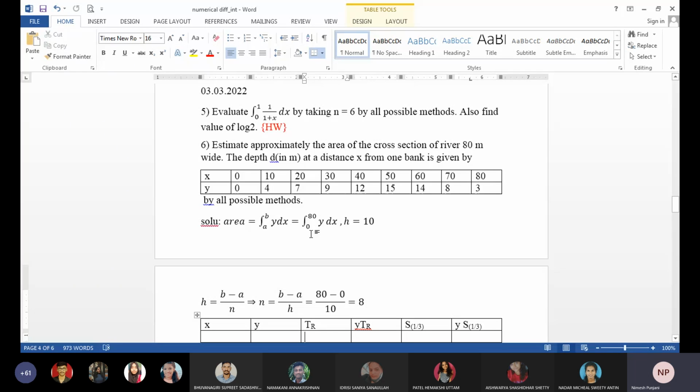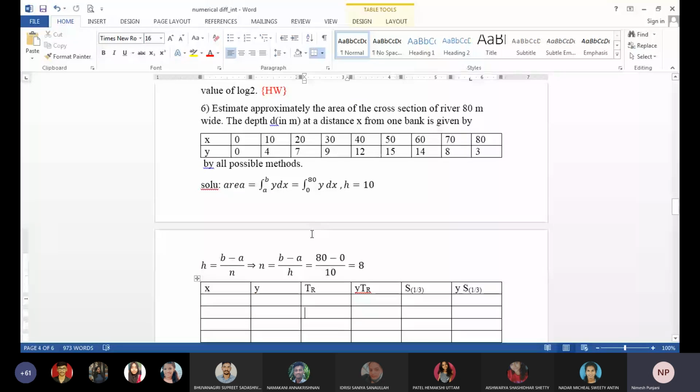So now n is 8. So trapezoidal तो सबके लिए applicable है. 8 is even, so Simpson's 1/3 भी applicable होगा. Will Simpson's 3/8 be applicable here? No, sir, because n is 8. Simpson's 3/8 is applicable for multiples of 3, इसके लिए Simpson's 3/8 नहीं होगा.